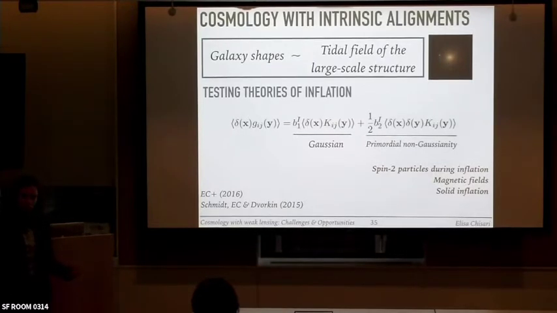Now, if the universe is non-Gaussian, which can happen in different models of inflation, like this one's listed here, then you can get an additional contribution to that alignment.